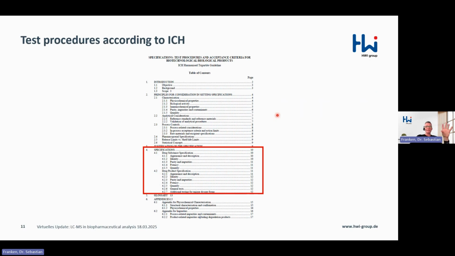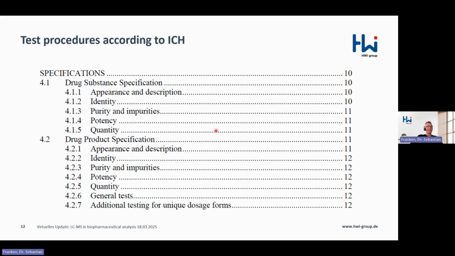And if you look in the table of contents here, then you see that there is an area where specifications are given. I zoom it in. And here you have the specifications, of course, the drug substance specification and the drug product specification. And we see that under the drug substance specifications, we have to look for appearance and description. We have to look for identity, purity and impurities, potency and quantity.